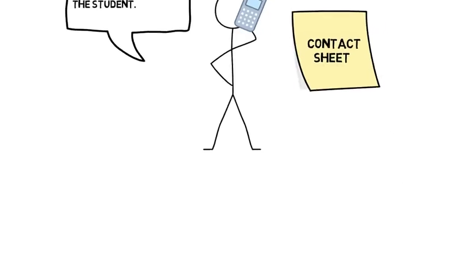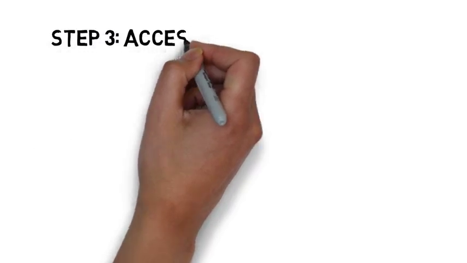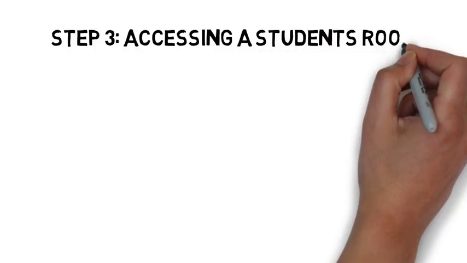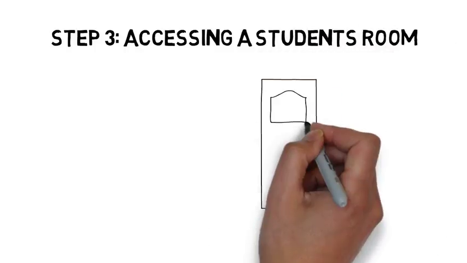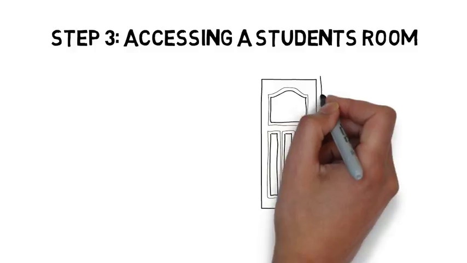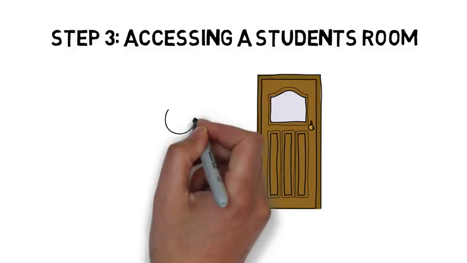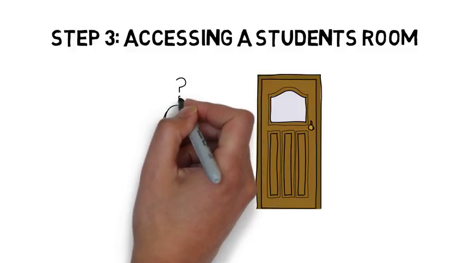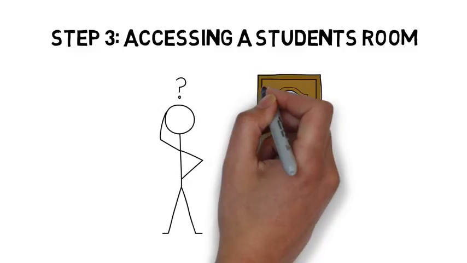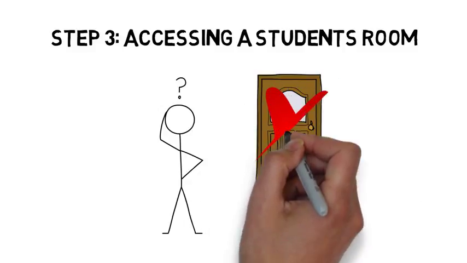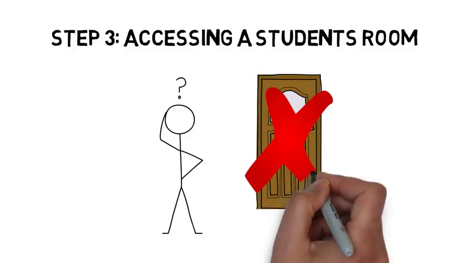Step 3. Accessing a student's room. Only a manager, along with campus community police, can access a student's room for a wellness check. For serious wellness checks, contact your manager to discuss your options. This would only be done when all other options have been exhausted. Your manager may have some more suggestions before taking this step.